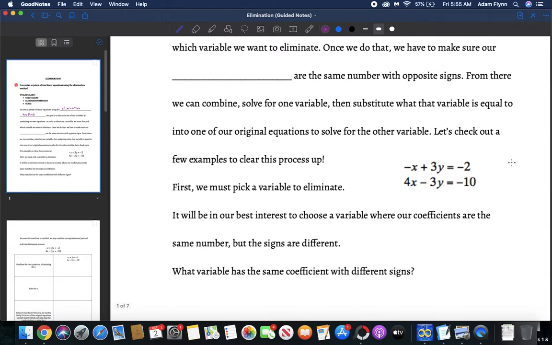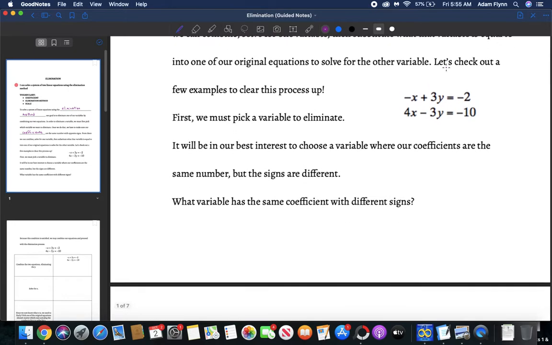Once we do that, we have to make sure our coefficients are the same number with opposite signs. From there, we can combine, solve for one variable, then substitute what that variable is equal to into one of our original equations to solve for the other variable.